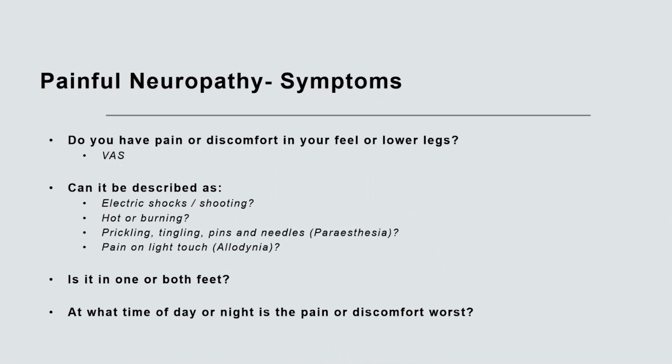So a visual analog scale is a really great way of being able to determine where somebody is, with 0 being no pain or discomfort, 10 being the worst imaginable pain or discomfort. So you could use a visual analog, or you could ask somebody on a scale of 0 to 10, where's your pain today? Or where is your pain at its worst?